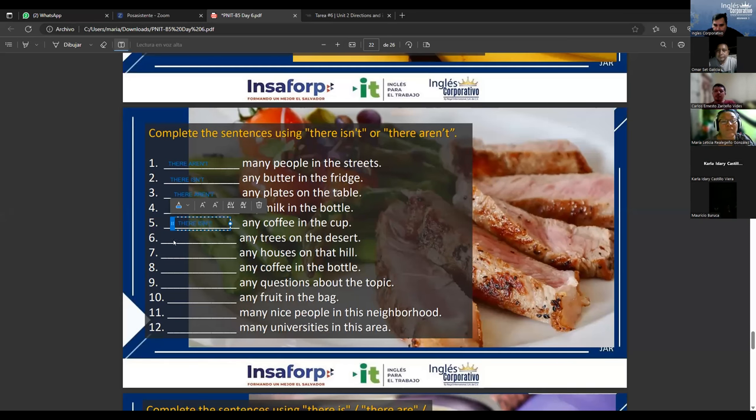There isn't any coffee in the cup. I think the C is plural. Good. There aren't any trees on the desert. Number 7. There aren't any houses on that hill. Hill is like a mountain, right? A small mountain, a lomita. That's a small mountain, like the hill of Cerro Verde. A lomita, a cerro, a cerrito. Yes.